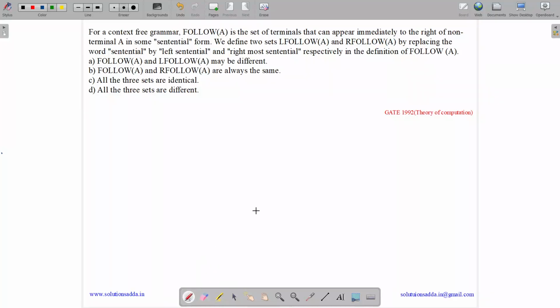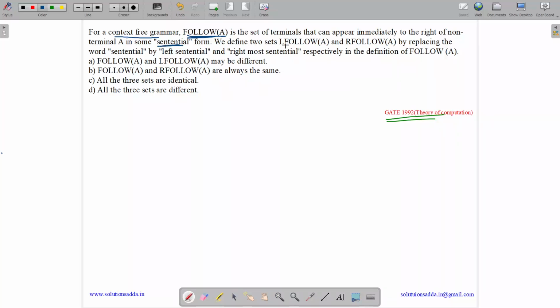This question belongs to the Theory of Computation subject and was asked in GATE CSE 1992. The question states, for a context-free grammar, follow of A is the set of terminals that can appear immediately to the right of non-terminal A in some sentential form.